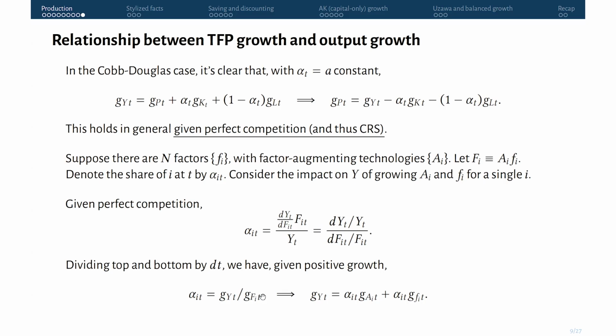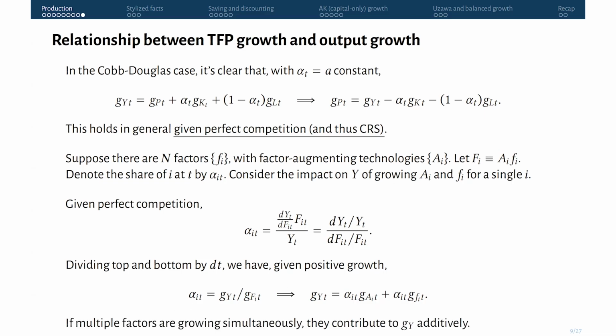And you can split this apart into the growth rate of the labor augmenting technology at t and the growth rate of the quantity. So holding all else fixed, the growth rate of output induced by an increase in effective labor is just going to be the labor share times the growth rate in the quantity of labor plus the growth rate in its productivity. And if multiple factors are growing simultaneously, then you can just add all that up, and the result will be the growth rate of Y.